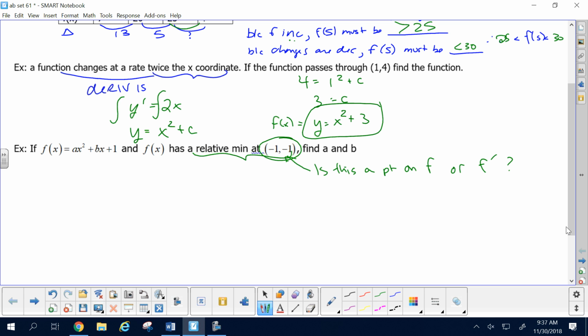It's a point on f. That's a minimum of f's graph. Now, the biggest mistake by far is people will think, oh, relative min, so the derivative. Well, that's absolutely logical, 100%. You bet. But it's not a min on f prime. F prime definitely will be zero there, but be very clear in your head. This is actually two things, two facts given.